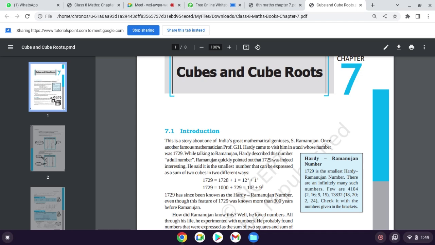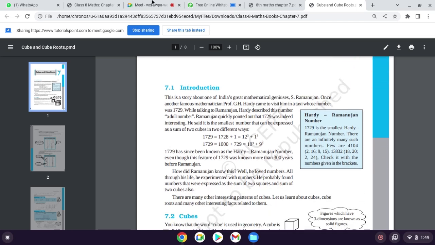1729 has since been known as the Hardy-Ramanujan number, even though this feature of 1729 was known more than 30 years before Ramanujan. How did Ramanujan know this? Well, he loved numbers. All through his life he experimented with numbers. He probably found a number that could be expressed as the sum of two squares and also the sum of two cubes.